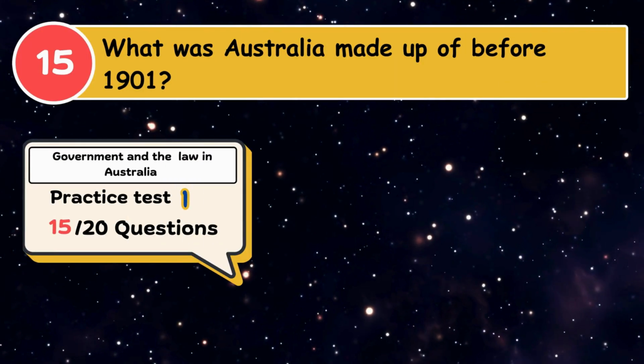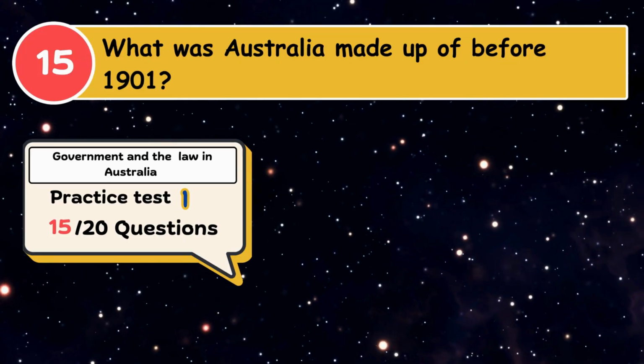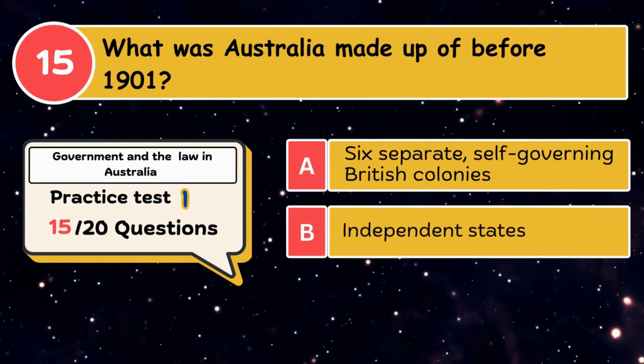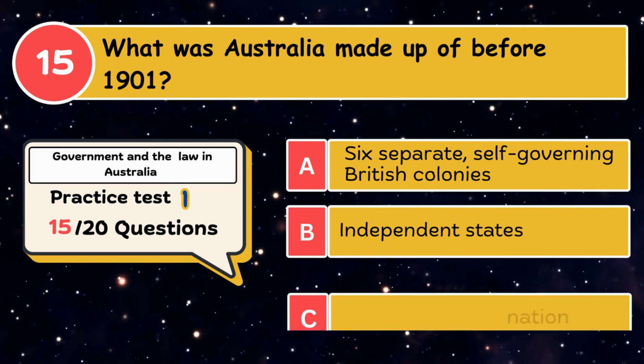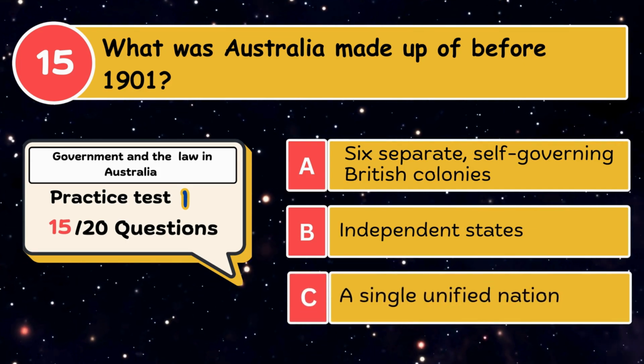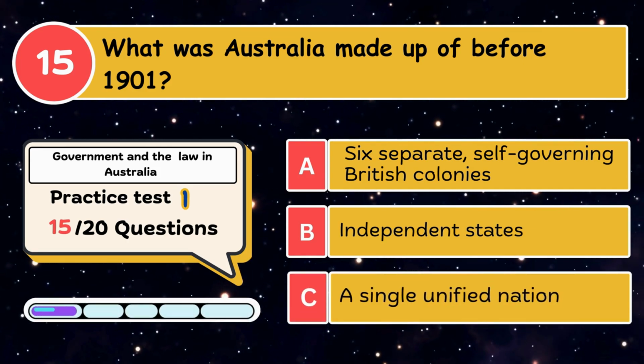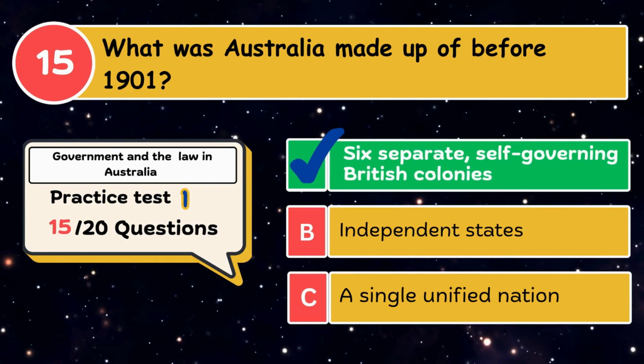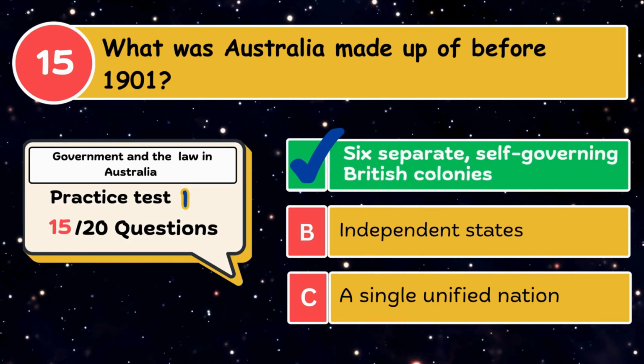What was Australia made up of before 1901? A. 6 separate, self-governing British colonies. B. Independent states. C. A single unified nation. The correct answer is 6 separate, self-governing British colonies.